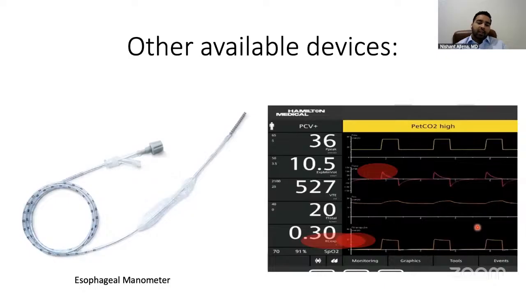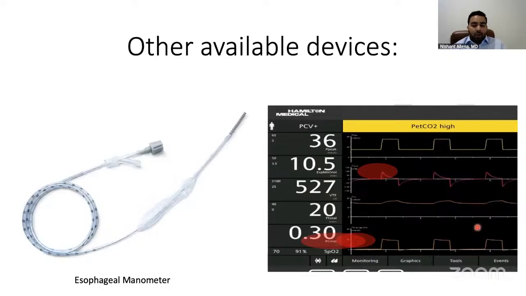So these are the other available devices that we use, and what we have here is an esophageal manometer. And one of the main reasons as to why you need an esophageal manometer is in patients with ARDS who have intra-abdominal hypertension or poor compliance because of an obese chest wall, your plateau pressure is going to be high, regardless of what your transpulmonary pressure is.